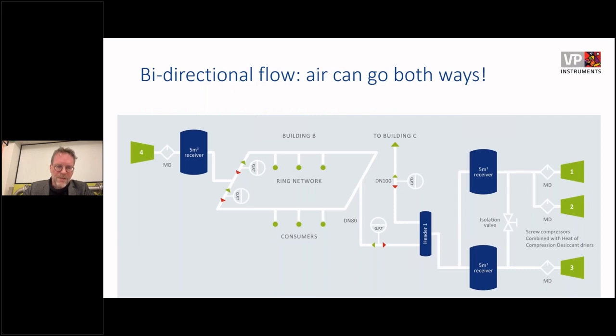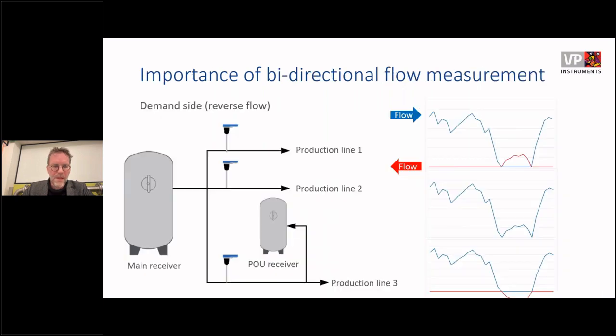Another thing to be aware of is bidirectional flow. Compressed air can go basically two ways. It can go back and forth, especially if you have a lot of receivers in your system, or multiple compressors at different locations along the building.